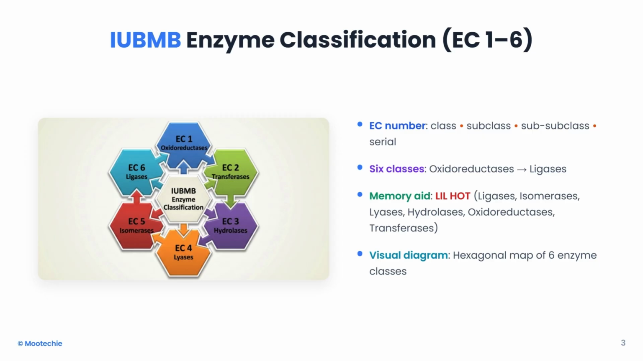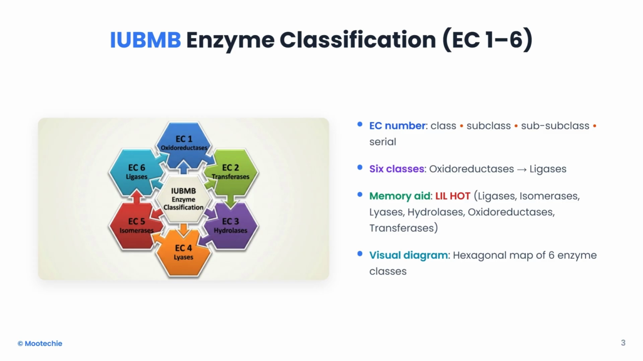IUBMB enzyme classification, EC1 through 6. We have EC1, oxidoreductases, EC2, transferases, EC3, hydrolases, EC4, lyases. Remember, an EC number is structured as class, subclass, subsubclass, and a serial number. There are 6 total classes from oxidoreductases to ligases. A handy memory aid is LILHOT, which stands for ligases, isomerases, lyases, hydrolases, oxidoreductases, and transferases.